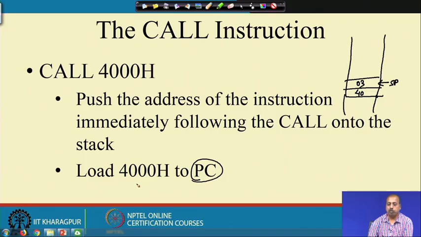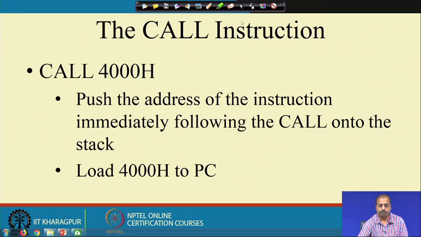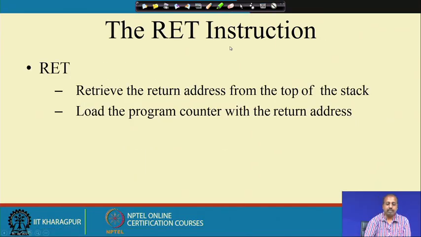After some time, it will find the return instruction, and then it will pop the content from the stack to get the return address. We will see how it is done. The return instruction retrieves the return address from the top of the stack. It gets the content from the top of the stack and loads the program counter with the return address. As we know, the program counter register determines the instruction which will be executed next. So, for the return, what we need to do is to get the content from the stack and put it onto the program counter. That is exactly what is done in the return instruction.